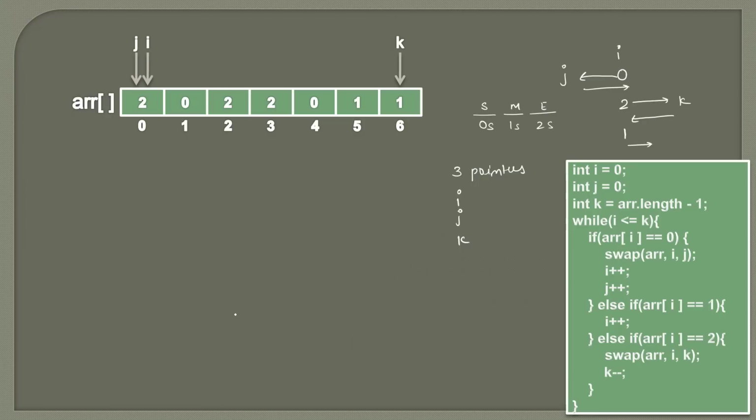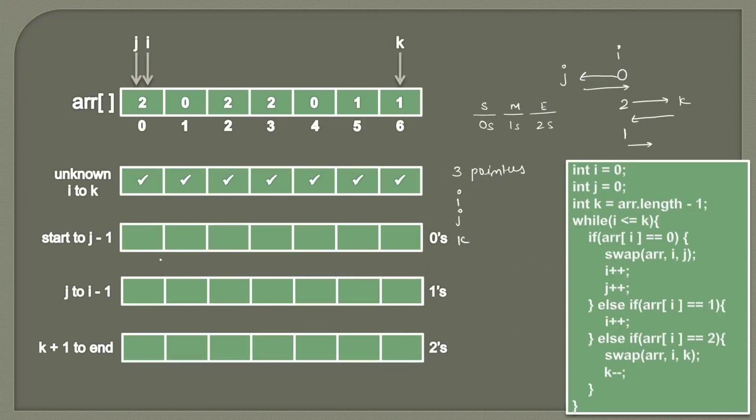So we usually draw 4 regions like this. One region is for zeros, the other region is for ones, and the third region is for twos. And one region is just to mark which are the unknown elements, or unvisited elements, till now. At the start all the elements are unknown, so they are marked as unknown, and their range is from I to k. So every number is unknown. So every number has a tick.